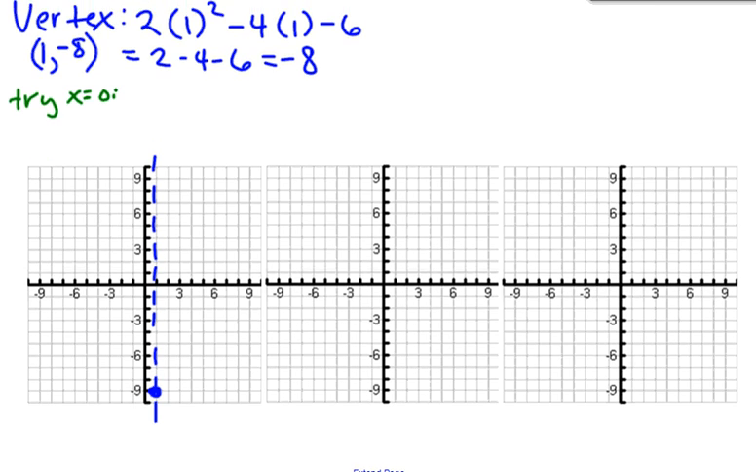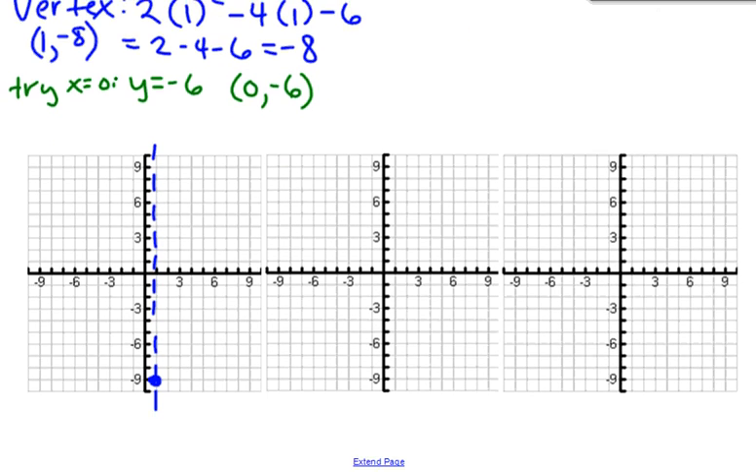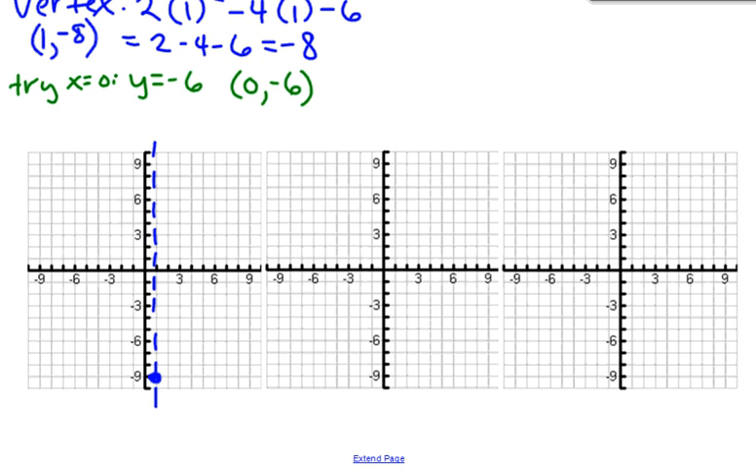So trying 0 will lead me to get, actually, if I plug in 0, that's going to cross out, that's going to cross out, leaving me with negative 6. So when x equals 0, y just equals negative 6. So that's the y-intercept. All right, so now we're going to plot that point, 0, negative 6, is here. And now we can use the symmetry. That's 1 point away from the axis of symmetry, so now I have another point.